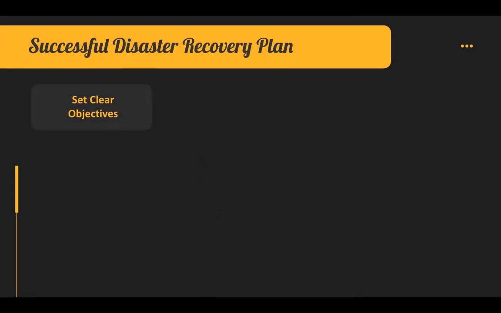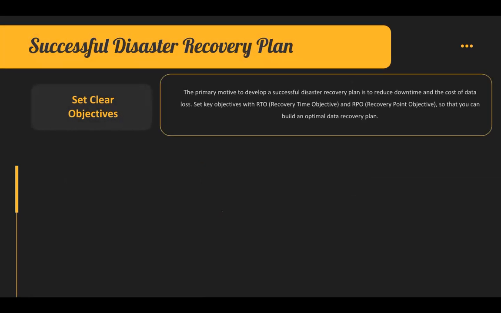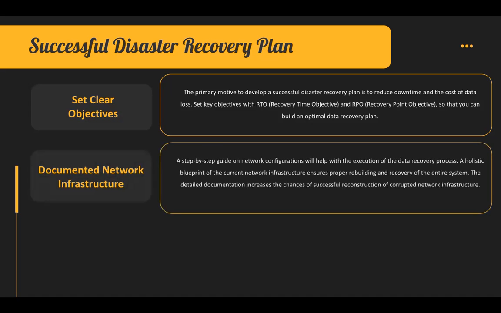Some examples of what's included in a successful disaster recovery plan: you want to set clear objectives. The primary motive to develop a successful disaster recovery plan is to reduce downtime and the cost of data loss. You want to set key objectives with recovery time objectives, meaning if this system does go down, this is how long it can be down before it affects everything else in my operation. You want to document the network infrastructure, which is a step-by-step guide on network configurations that will help the execution of the data recovery process.